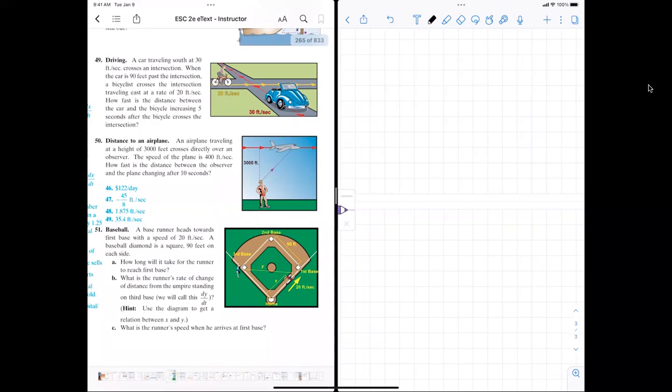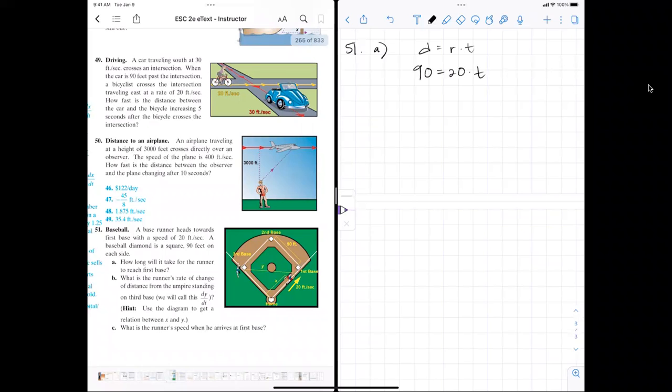So question A is asking how long it will take for the runner to reach first base. To answer that question, you can use the distance equals rate times time formula, because you know the distance that the runner is running is 90 feet. So you can plug that in for D. The rate at which the runner is running is 20 feet per second. And you're solving for T there.